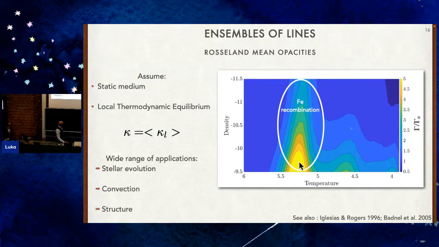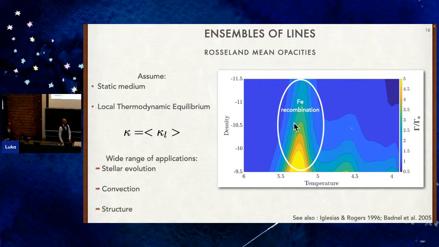You can see such a table from the OPAL opacity project as a function of temperature on the x-axis and density on the y-axis, with opacity given by the background color. As you can see, due to the recombination, in this case of iron, many lines are liberated for radiation to interact with, giving very large opacity.